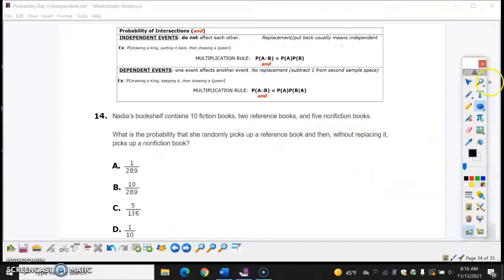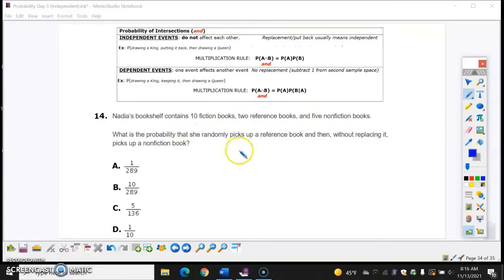Number 14, Nadia's bookshelf contains 10 fiction books, 2 reference, and 5 nonfiction. What's the probability that she picks up a random book, a reference book, does not replace it, and then picks up a nonfiction book?